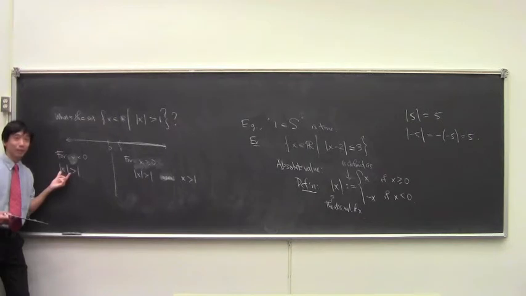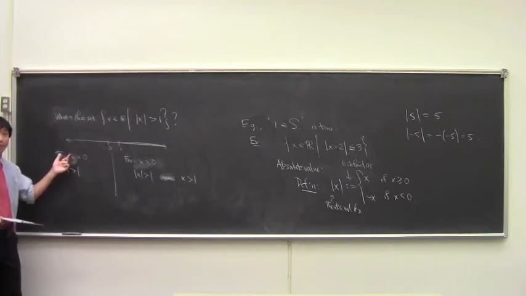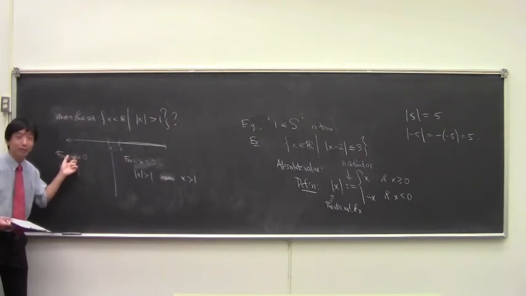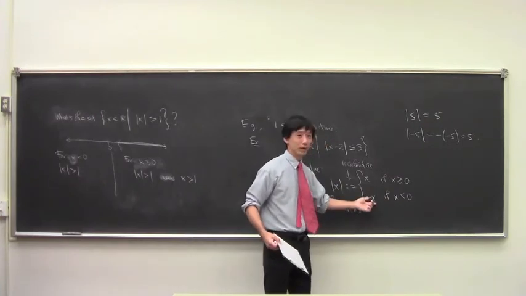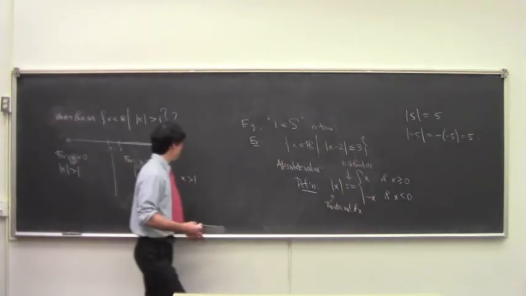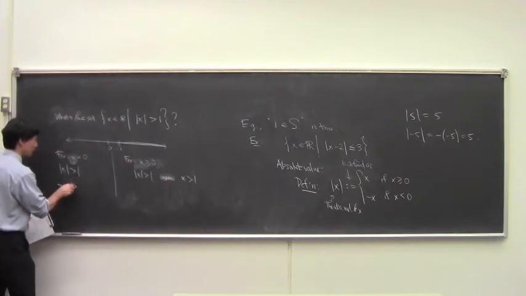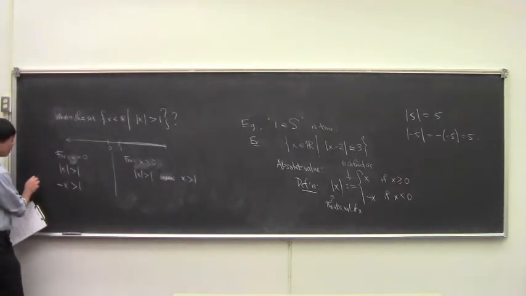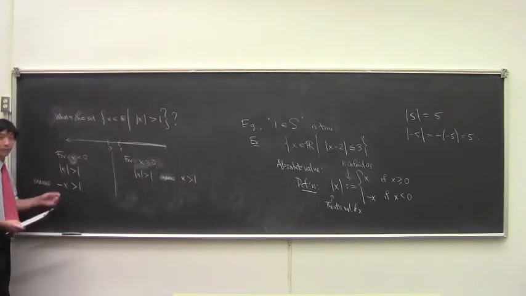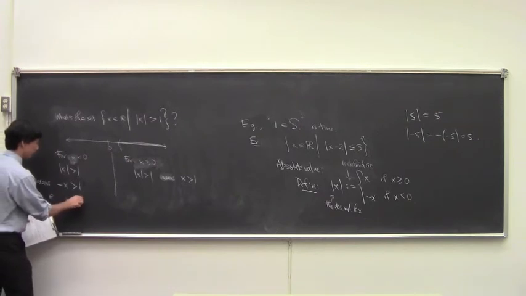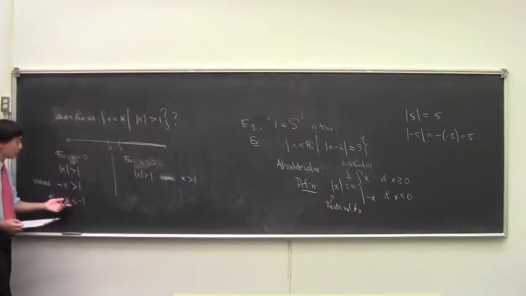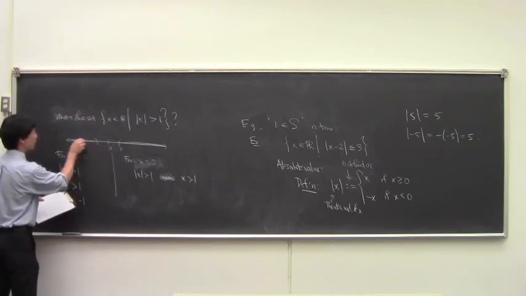Let me slow it. Let me do it in even smaller bits. If x is negative, if x is less than 0, then the absolute value of x is negative x, right? So we just put in the negative x here. Negative x is bigger than 1. In other words, x is less than negative 1. Okay? Multiplying both sides by -1, and you get this.